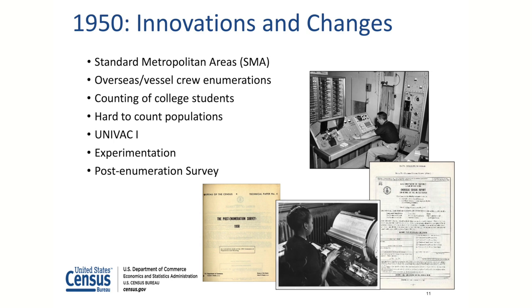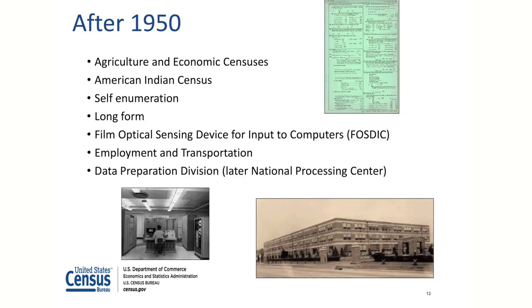the experimental areas. So we did post-enumeration surveys in 3,500 small areas to identify any households we may have missed, and approximately 22,000 households were re-interviewed to check accuracy of data. And again, we still do a post-enumeration survey until today. So 1950 really set the stage for the census to move forward to where we are today.